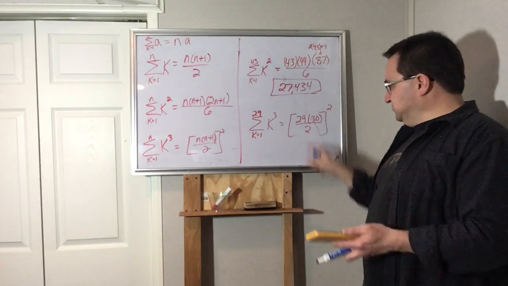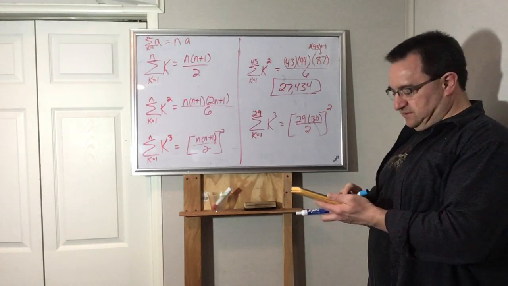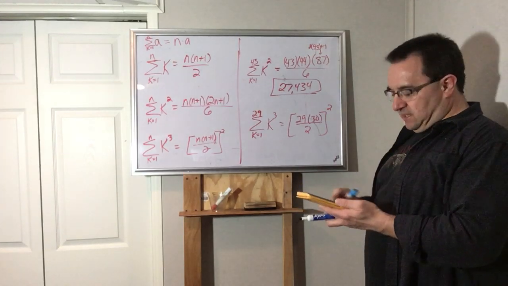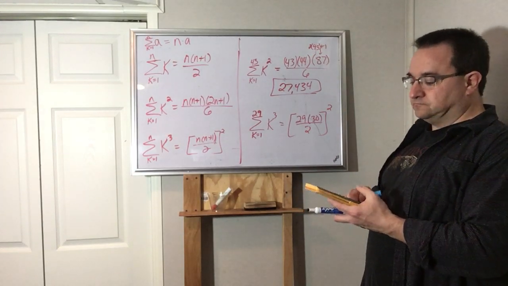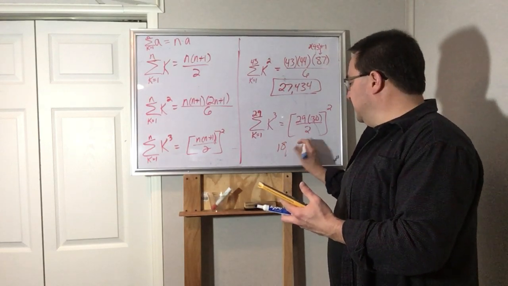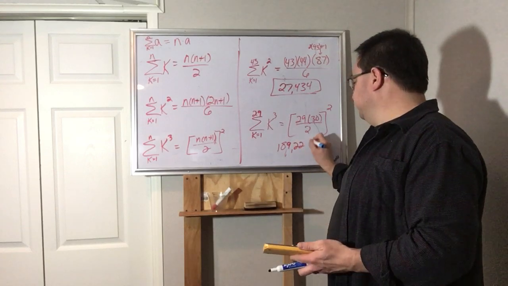So order of operations says I got to work out in the parentheses first. 29 times 30 divided by 2. And then I got to square it. So I'm getting 189,225.